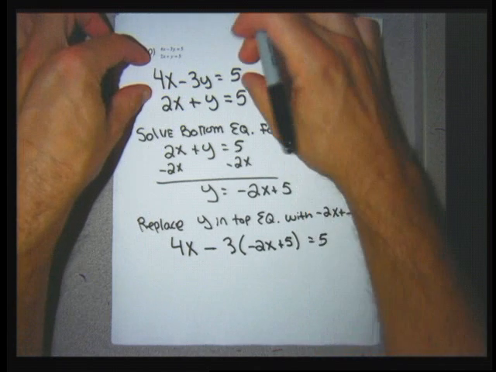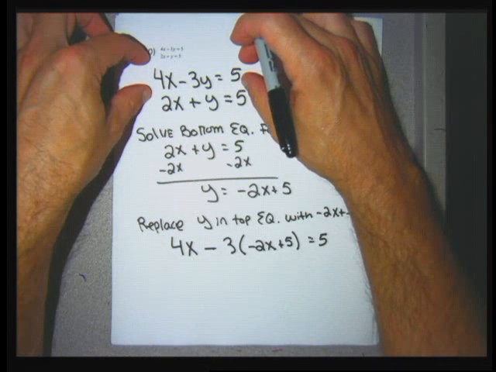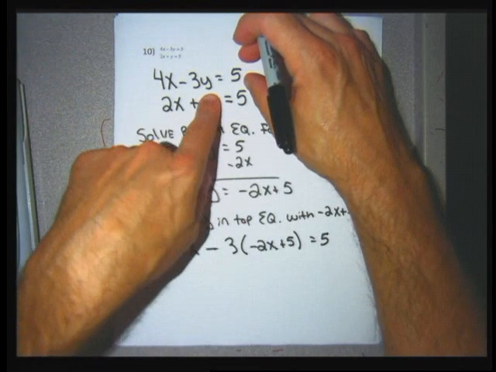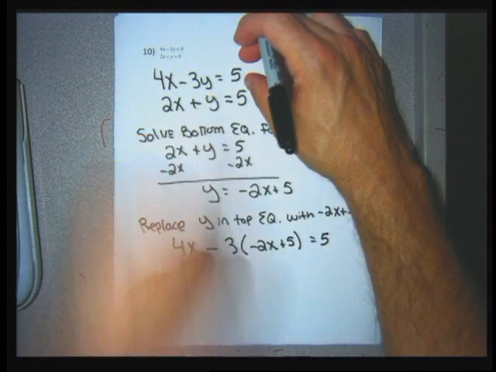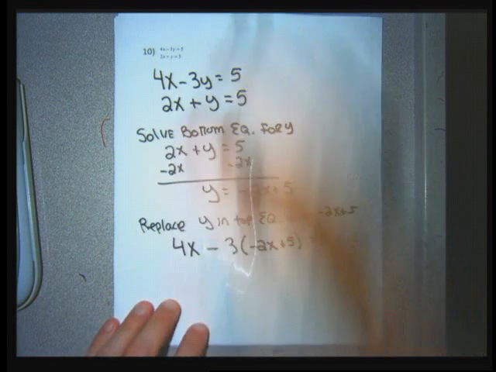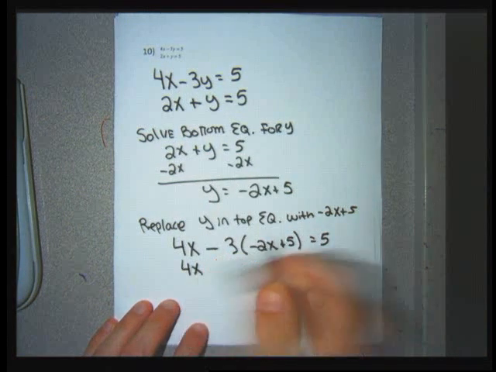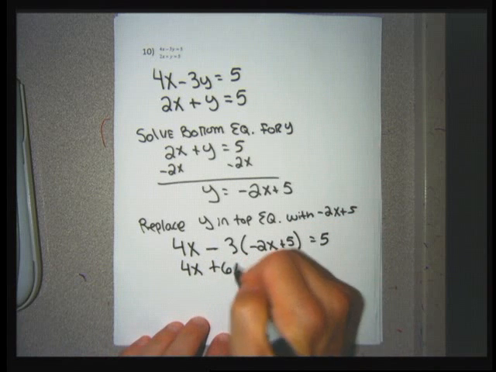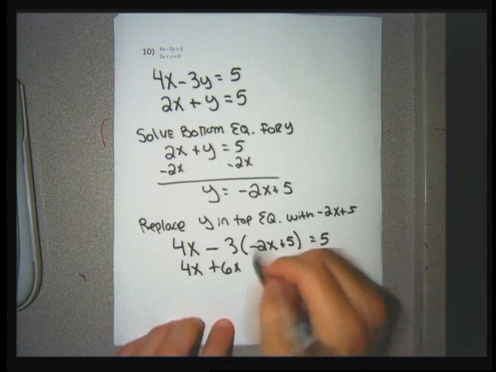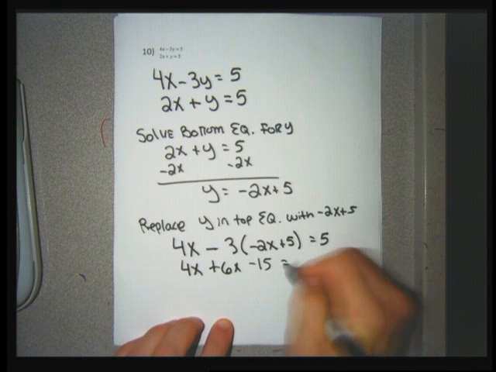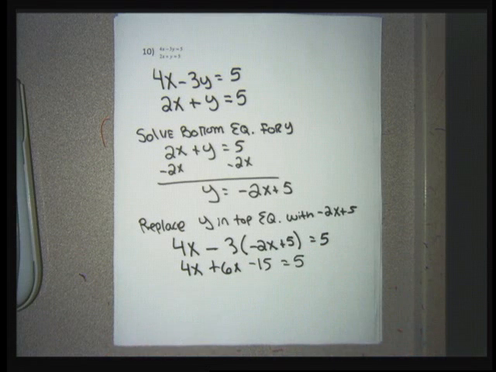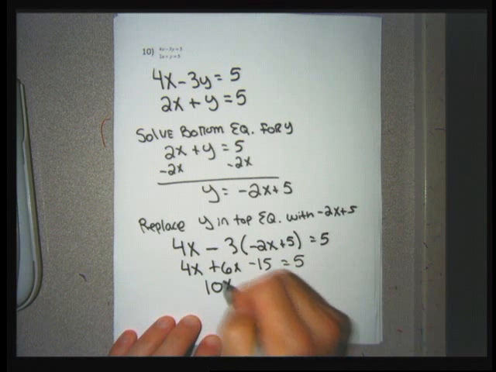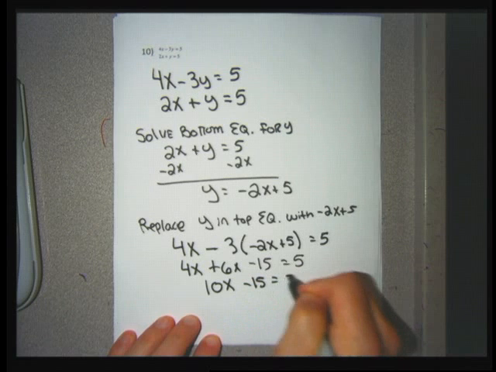So I just took this top equation, I'm using the substitution method, I'm substituting negative 2x plus 5 for the y, that's why they call it substitution. Now I'm going to solve this for x. When I solve this for x, I have a parentheses I need to get rid of. I'm going to go minus 3 times minus 2x is positive 6x. Minus 3 times positive 5 is minus 15. So I get 4x plus 6x minus 15 equals 5. That gives me 10x minus 15 equals 5.